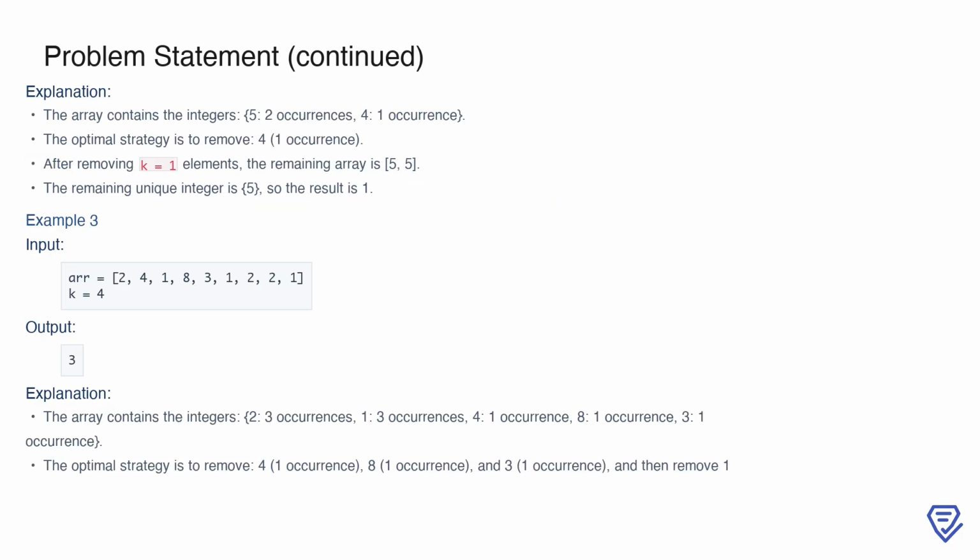Now, consider the second example. The input array is 5, 5, 4, and k is 1. Here, we need to remove just one element. The array contains 5 appearing twice and 4 appearing once. To minimize the number of unique integers, the best choice is to remove the element with the lowest frequency, which is 4. After removing 4, the remaining array is 5, 5, which has just one unique integer, 5. Therefore, the result is 1. This demonstrates that even with a small number of removals, choosing the right element to remove is critical to achieving the desired outcome.